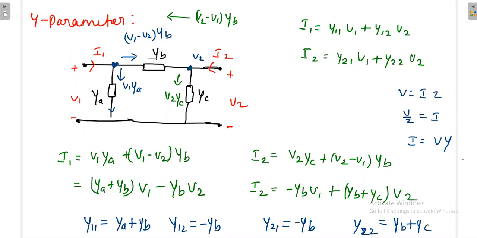So whenever you are given a network in this pi model format, you write the individual impedances in terms of admittance. Then Y11 is simply the addition of these two admittances, the input side admittance, that is YA plus YB. Y12 is a transfer admittance, the negative of this admittance, that is minus YB. Y21 is also a transfer admittance in the opposite way, so again minus YB. Then Y22, the output admittance, is simply the addition of YB plus YC. So we can write simply like this.